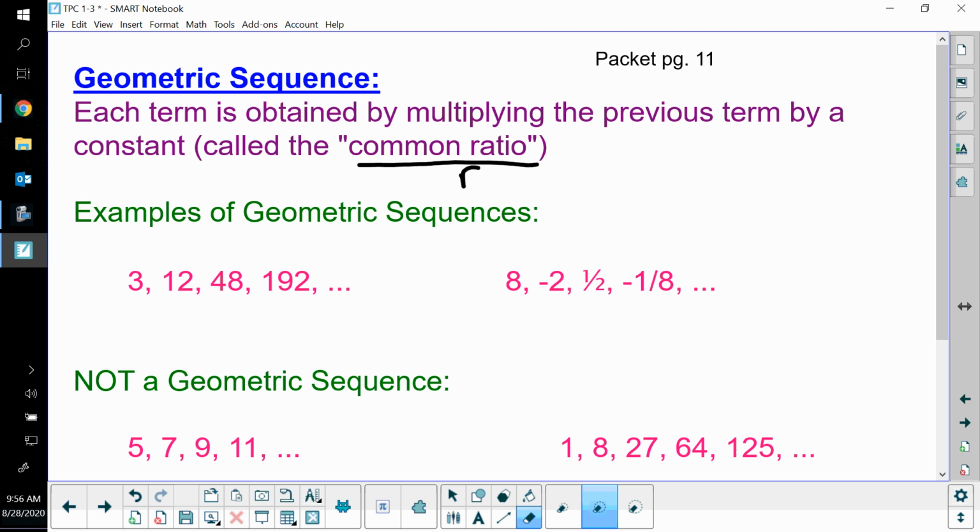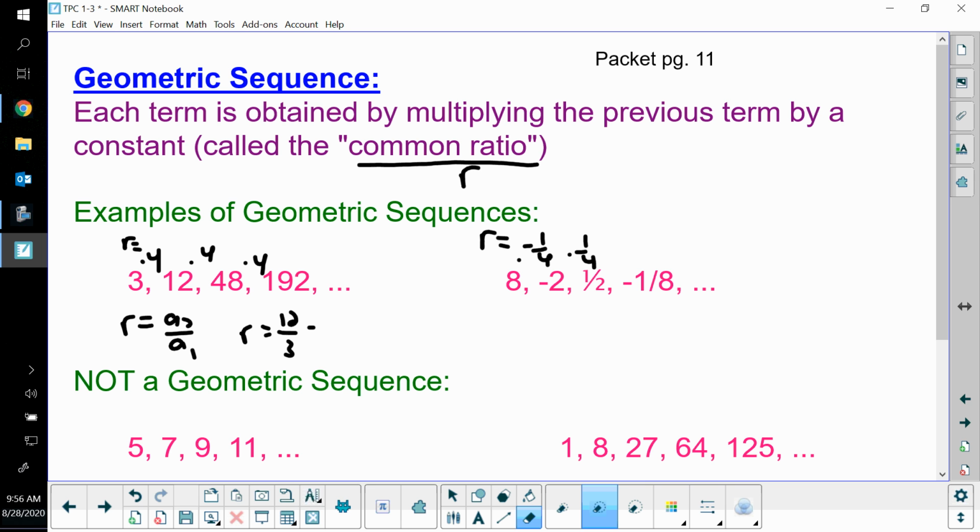So, two examples of geometric sequences. This one you're multiplying by 4 each time. This one you're multiplying by -1/4 each time. So our R value is 4 here, and our R value is -1/4 there. If you're unsure of the R value, sometimes it might be obvious, sometimes it won't be. The opposite of multiplying is dividing, so you can always just do the second term divided by the first term to figure out what your R is. Here we could have done 12 divided by 3 to get the 4. Here we could have done -2 divided by 8 to get -1/4.